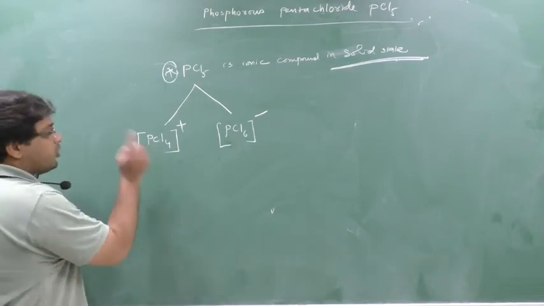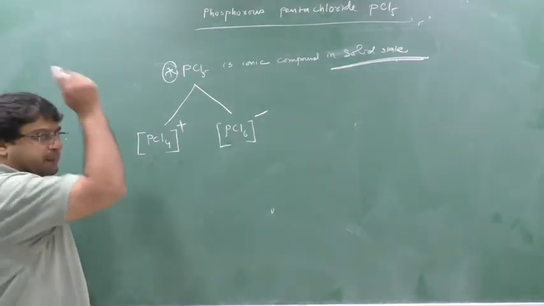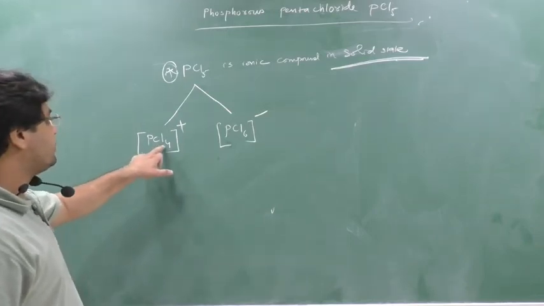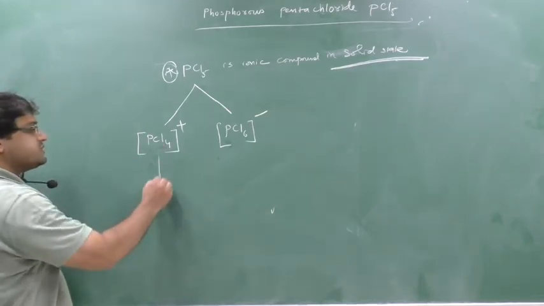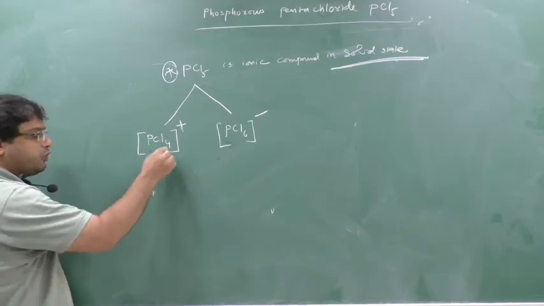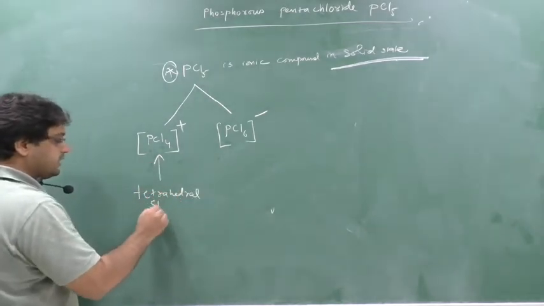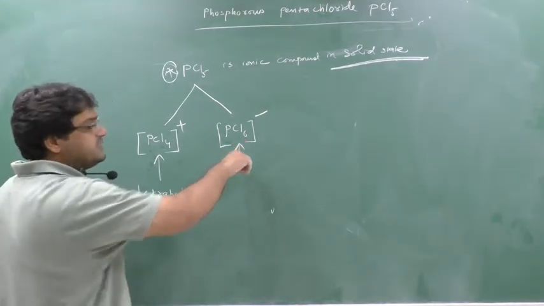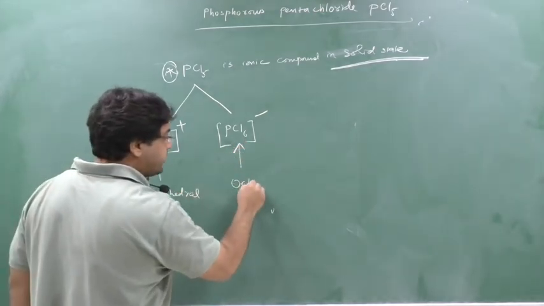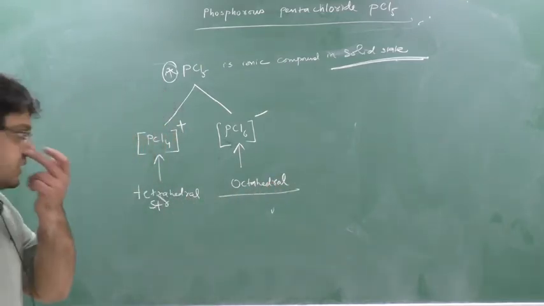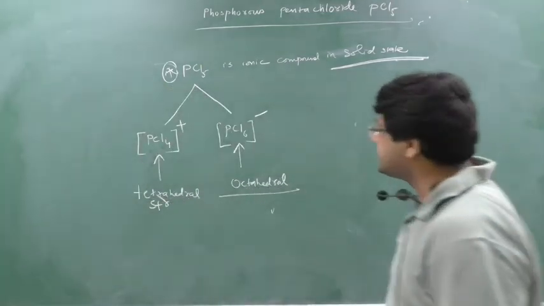Now PCl4 plus, remember from here, I am not going into very much detail. Direct answers will be asked. PCl4 plus means here there is a 4, so the structure will be tetrahedral. Due to 4, tetrahedral structure. And if you calculate for PCl6 minus, the structure will be octahedral. So PCl4 plus structure is tetrahedral and PCl6 minus structure is octahedral.